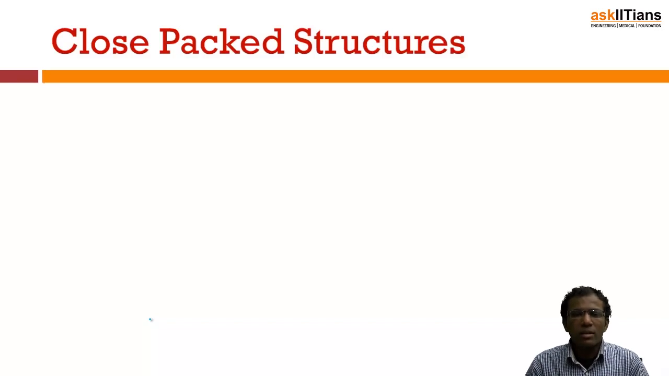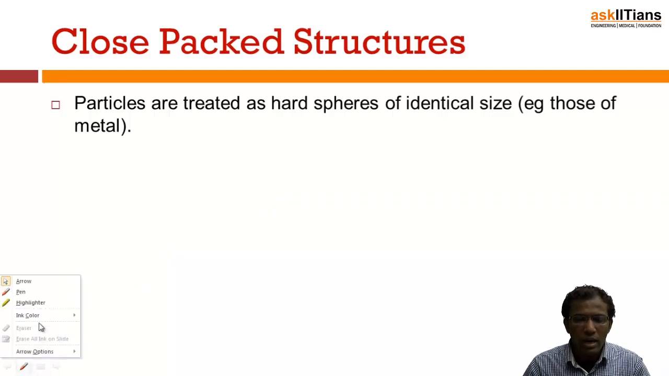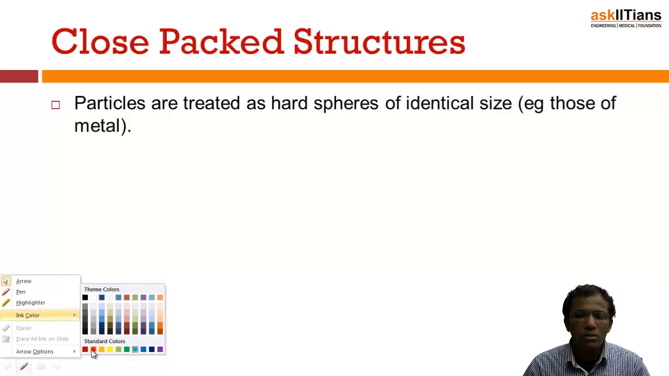As the name suggests, these are the structures which are formed by the close packing of the atoms. Here I am packing in a very close fashion, so that the empty space, or void space, is minimum and I am utilizing most of the space. That is why the structures formed by close packing are known as close packed structures. In these structures, the particles are treated as hard spheres of identical size. So all the particles are identical and they are all hard spheres.